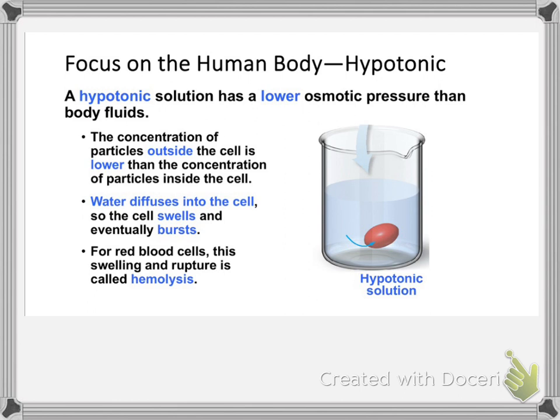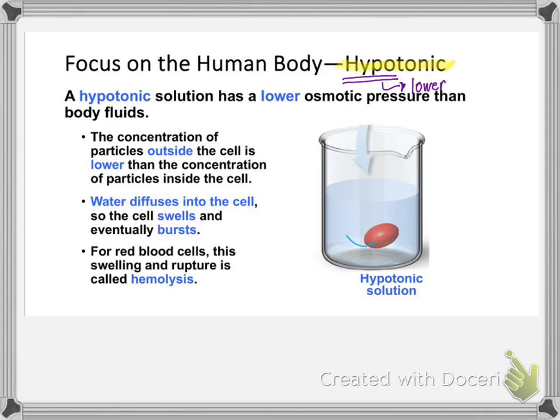So our first example is going to be a solution that is hypotonic. Right here, hypotonic. So the word hypo means lower. Like if you are hypoglycemic, it means you have low blood sugar, right? So hypo means lower. So you see there, a hypotonic solution has lower osmotic pressure than body fluids. So another way to think about that, it's related, the solution has lower particle concentration.